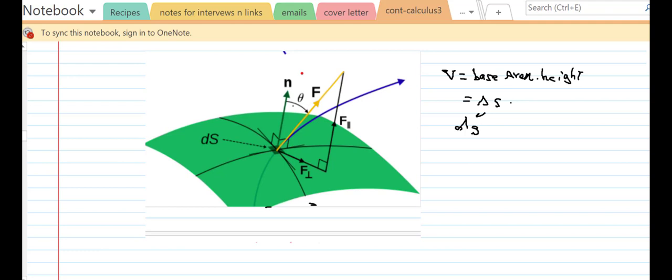If I consider theta as the angle between F and n, the projection of F onto n is F cosine theta. So the height in the direction of n as the normal is F cosine theta, and here n is chosen as a unit normal. This means F dot n, the dot product of F and n, times ds or delta s.